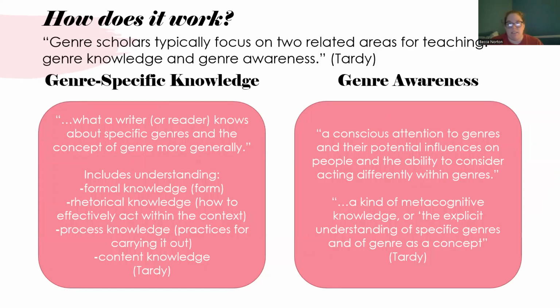Typically, we focus on two related areas for teaching: genre knowledge and genre awareness. Genre-specific knowledge is what a writer or a reader knows about specific genres and what they know about the concept of genre in the general sense. This includes the form of a genre, how to effectively act within that context, knowing what you're supposed to do, knowing how you're supposed to carry it out, and whatever content knowledge is necessary.